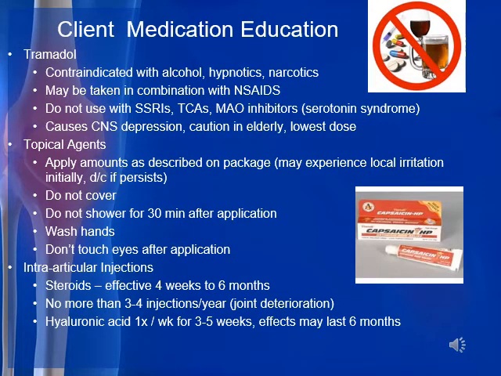Other client medication education, the tramadol is listed there. This, because it is an opioid, is contraindicated with alcohol, hypnotics, other narcotics, may definitely be used in combination with NSAIDs or other things. One thing that you want to make sure, though, on the tramadol, or you may see people on Flexeril, tramadol or Flexeril, basically. I wanted to point that out with either of those.